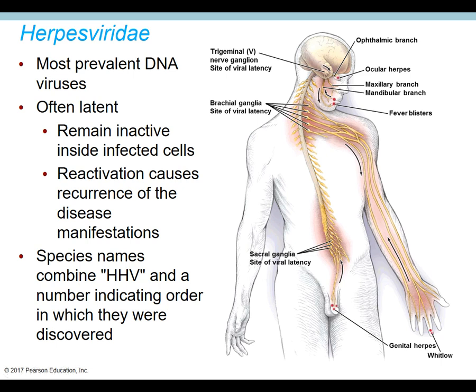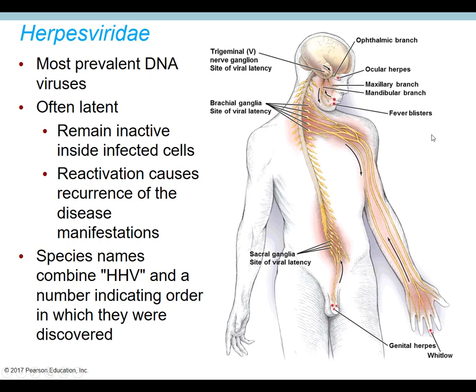Herpes used to be called herpes simplex, and now it's called human herpes. And so if you see HSV, that's the older terminology for herpes simplex virus. Now it's called HHV, human herpes virus. And then they're given a number in the order in which they were discovered. Herpes 1 and 2 are going to be the first 2 that we discuss.